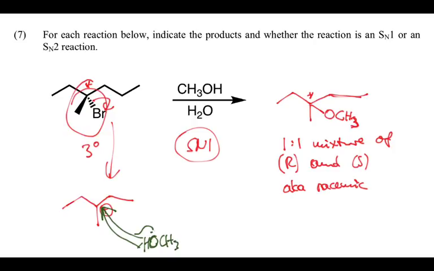And then if the methanol is coming from the back, it gives you the other product, right? So there's no reason it would preferentially come from the front or the back. The two sides are equivalent, so that's why you get a 1-to-1 mixture of R and S. All right, I'll go over this again on Friday. Questions? Yes.